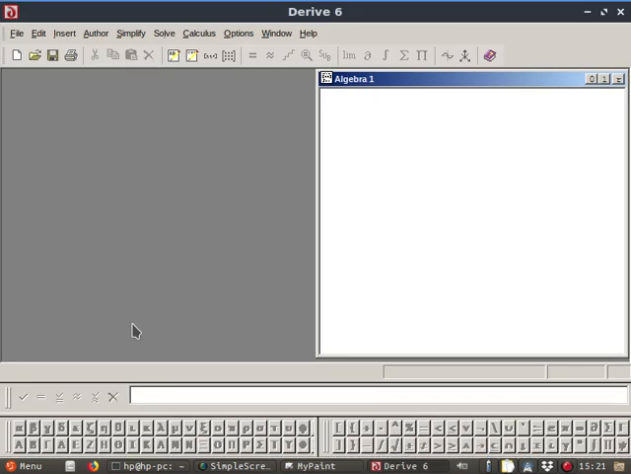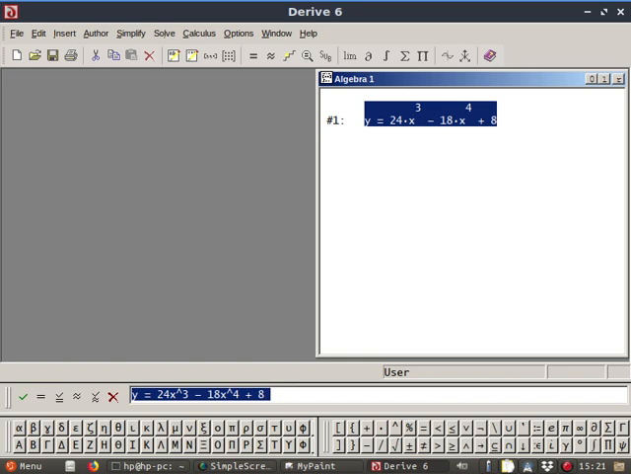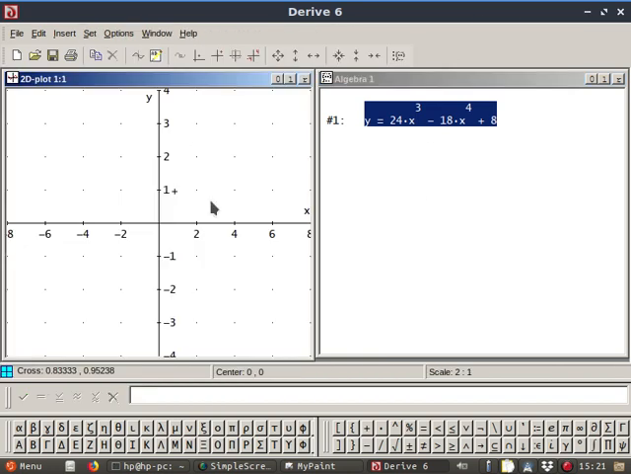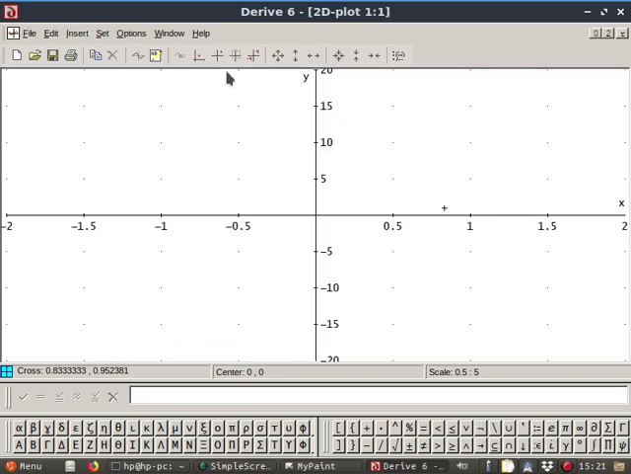Here we go. Okay. 24x cubed. Is it HD? Yeah, it's this one that I have. Minus 18x to the 4 plus 8. Okay. My x-axis needs to show about that. And how high do I go on my y? Yeah, so like this. Okay, so let's graph this.